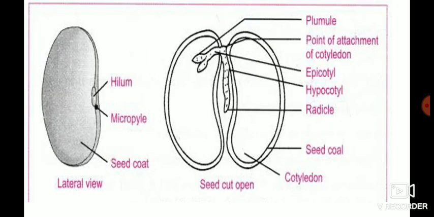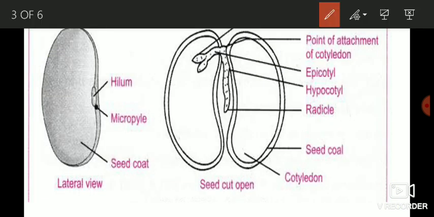Here you can see the lateral view of a seed. This scar-like structure is the point where the funicle attaches to the seed. Close to this hilum, you have a pore-like structure in the testa, which is known as micropyle. This micropyle is very important because it helps in the entry of oxygen inside. It also helps in the absorption of water so that the seed can germinate.